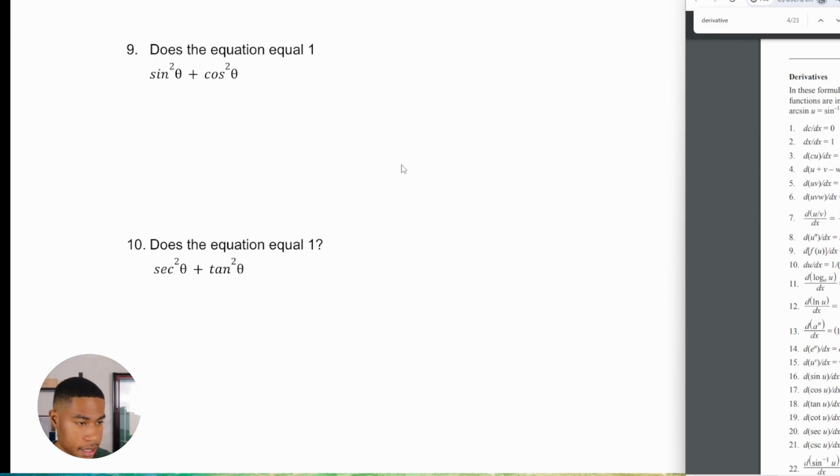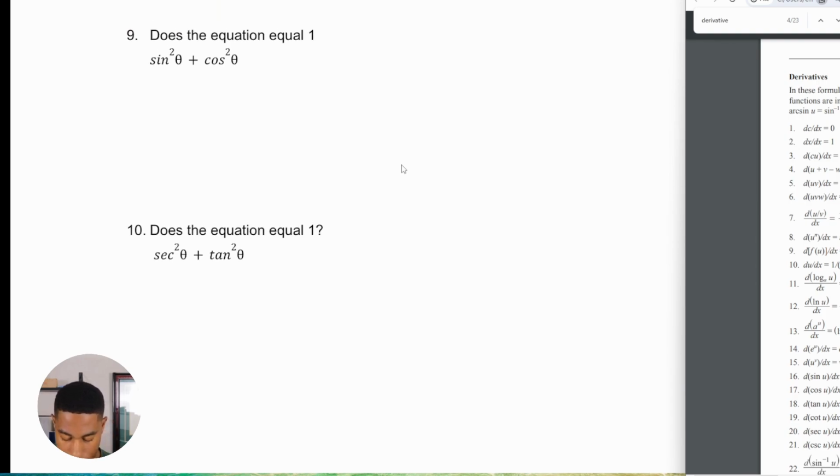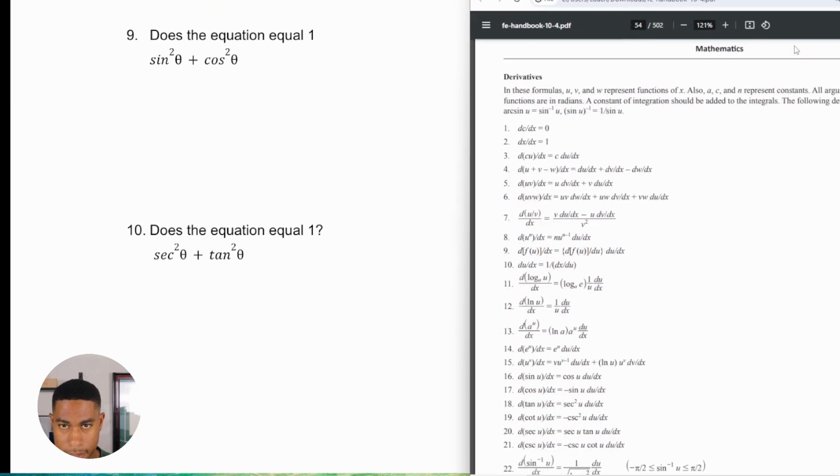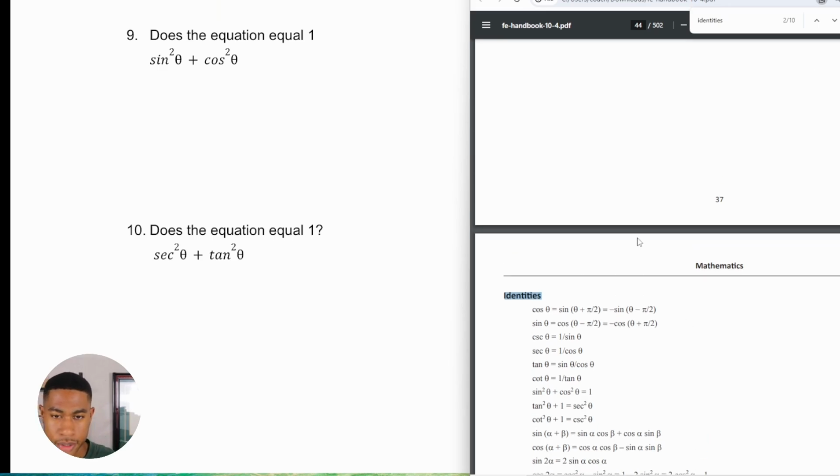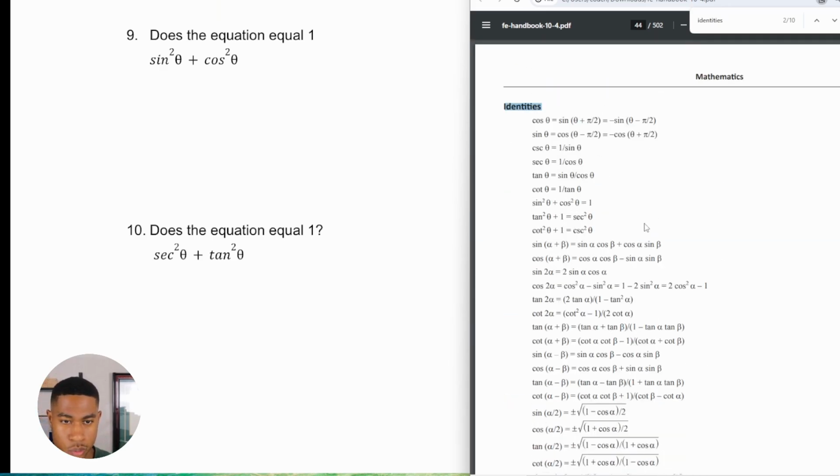All right. Number 9. Does the equation equal 1? Okay. So I'm going to look and see if I can use the handbook for some of this stuff. Sine squared of theta plus cosine squared of theta. So there are some identities in the handbook where you can take a look and see what is true. So sine squared plus cosine squared does in fact equal 1. So I would get yes for this.